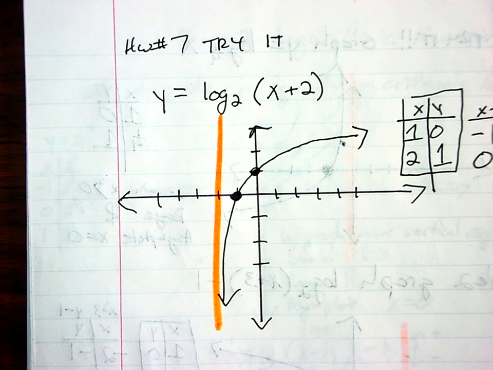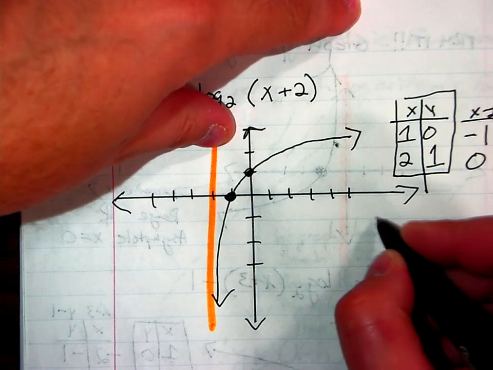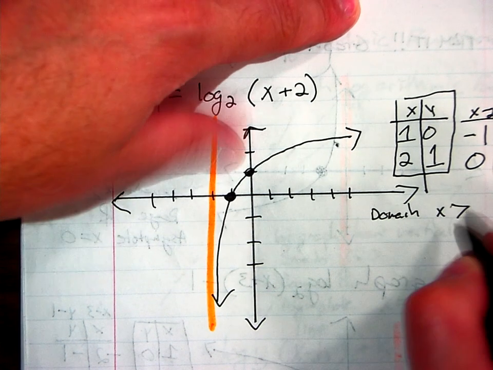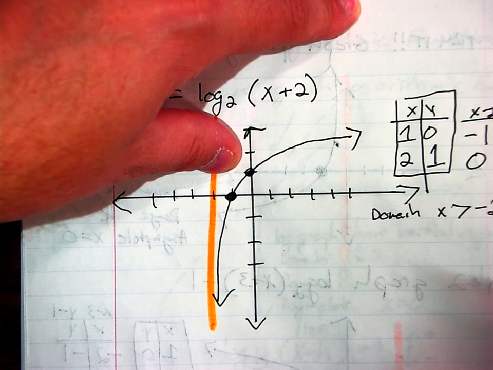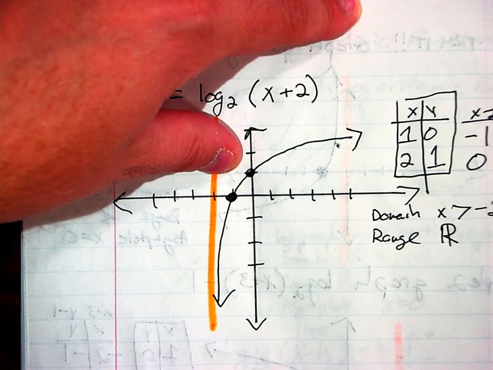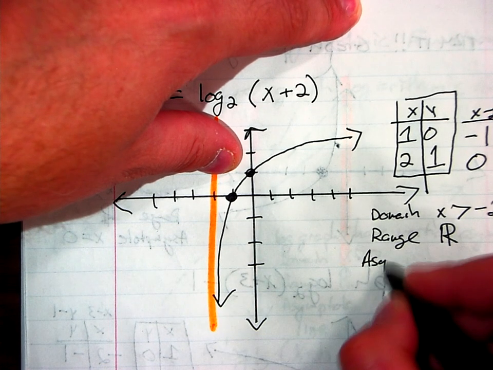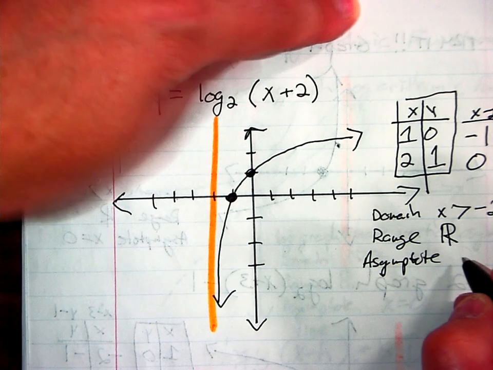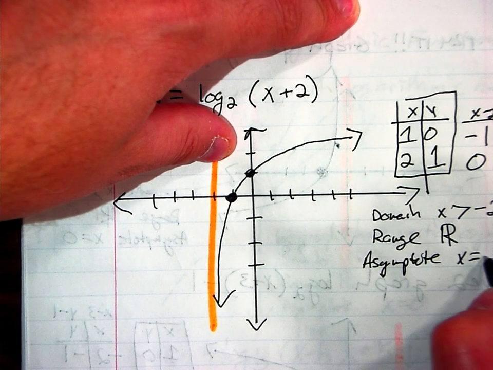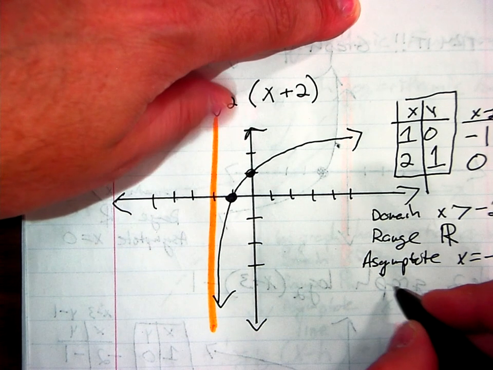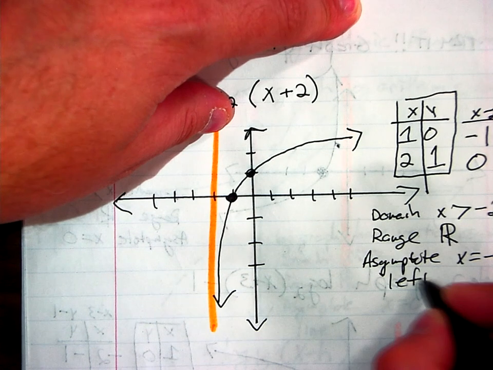All right, so now what it wants to know, according to your homework, is what is your domain. Our domain is x is greater than negative 2. Our range is all real numbers. Our asymptote is x equals negative 2. And how did our graph move? It went left 2.